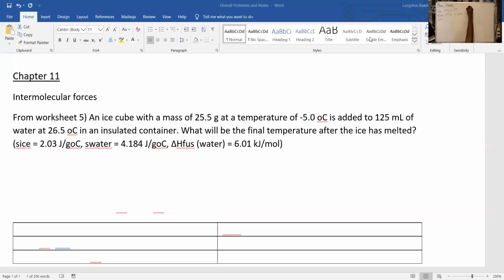So we got specific heat of ice is 2.03 joules per gram degrees Celsius. Water is 4.184 joules per gram degrees Celsius, and then ΔH of fusion for water is 6.01 kilojoules per mole. Okay, I'll give you a few more seconds to write it down. I'll drink some water.